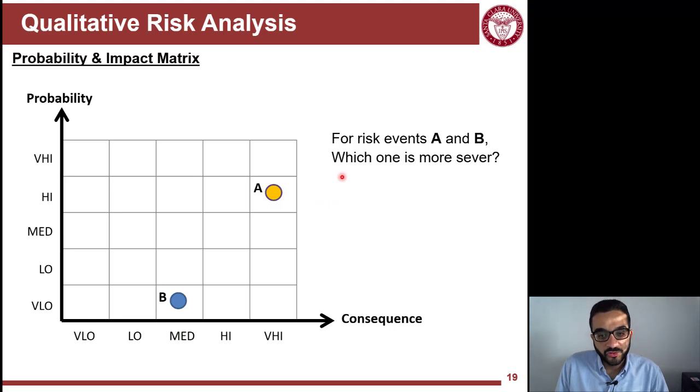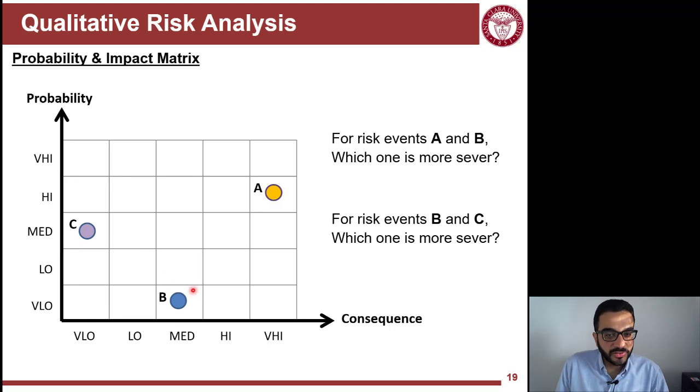So for the first one, A and B, I would say A is more risky because it's high probability, very high consequence versus very low probability and medium consequence for B. So A for sure is more risky than B. But comparing between B and C is a little hard because C is medium probability but very low impact, compared to B, which is medium impact but very low probability. So it's almost there. You can think of it like overall, they're both at the same risk scale.